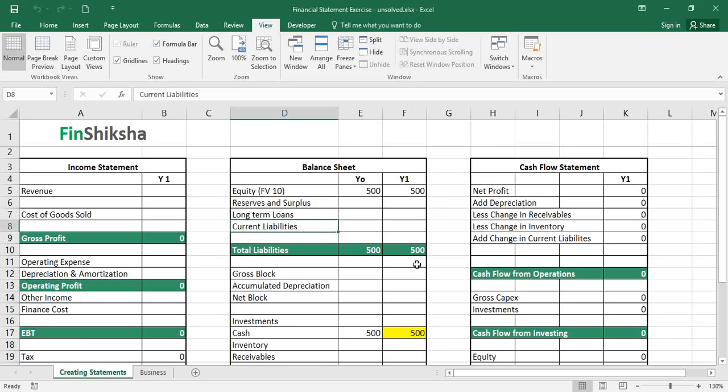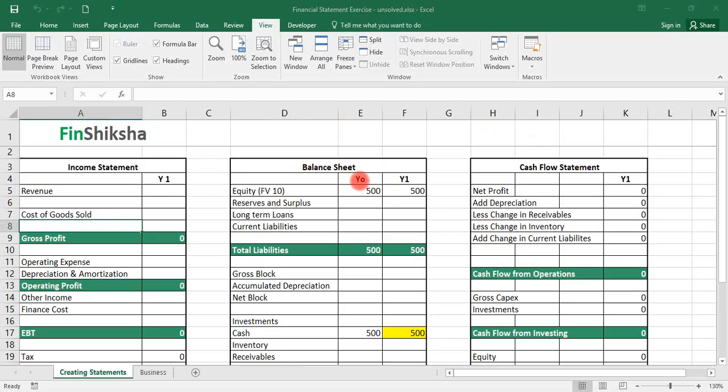So what you see is an Excel file where a company's income statement is available, and it's all blank at this point of time for year one. The company's cash flow statement is available. That's for year one. Again, blank at this point of time. The formulas are probably fed in, but that's there.